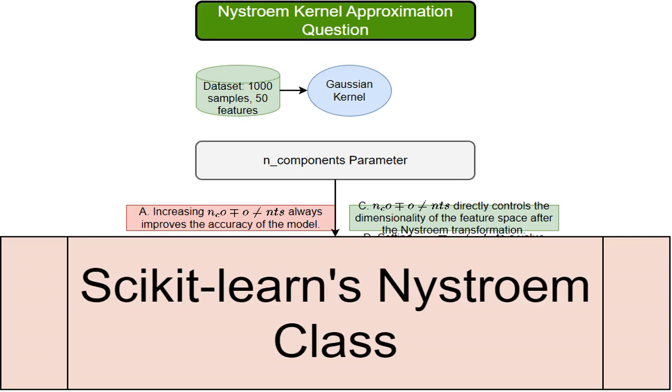This is true. If n_components is almost as large as the number of samples, you're not reducing the dimensionality much, and that defeats the primary reason to use Nystroem, which is to reduce computation time.